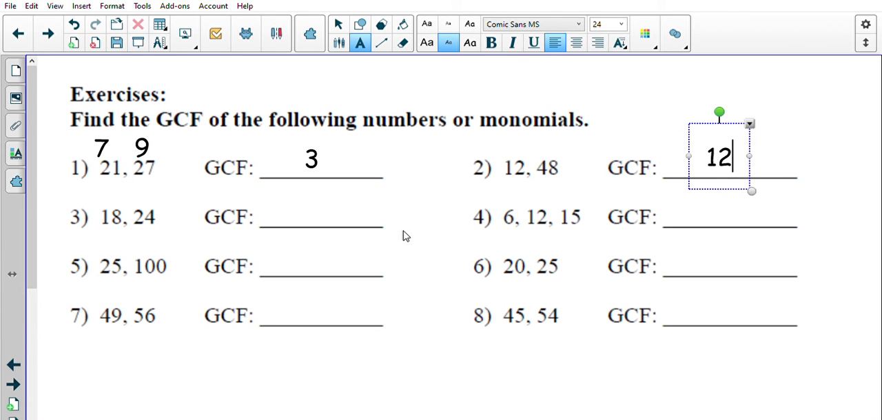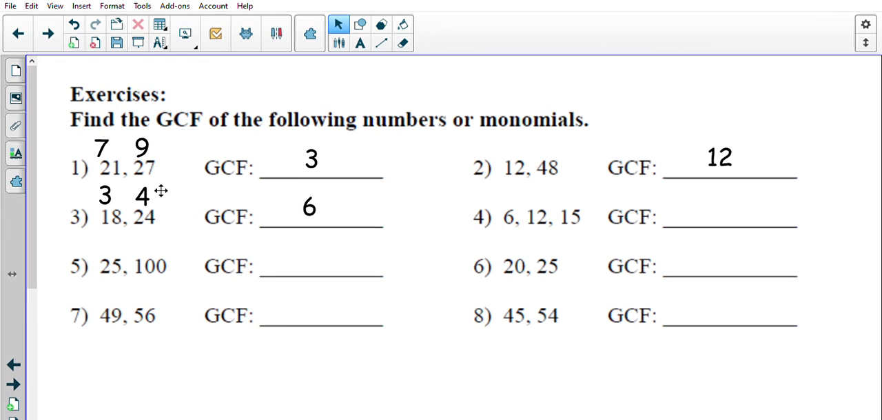Number 3, 18 and 24. What's the largest number that both 18 and 24 divide by? If you're thinking 3, think a little bigger. The answer for this one, hopefully you're thinking, is 6. 18 divided by 6 is 3. 24 divided by 6 is 4. And there's nothing that both 3 and 4 divide by besides 1. If you were just trying to divide both 18 and 24 by 3, you'd get 6 and 8, which still both divide by 2. So you know it's not your greatest common factor.